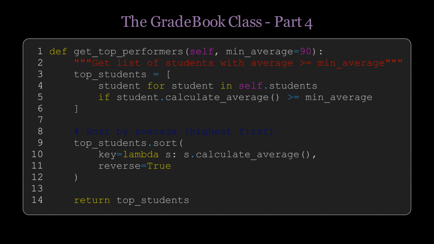Then we sort this list using the sort method with a lambda key function. The reverse equals True parameter sorts from highest to lowest so the best student appears first. We return the sorted list. This method combines filtering and sorting in just a few lines, demonstrating the power of Python's data manipulation capabilities.